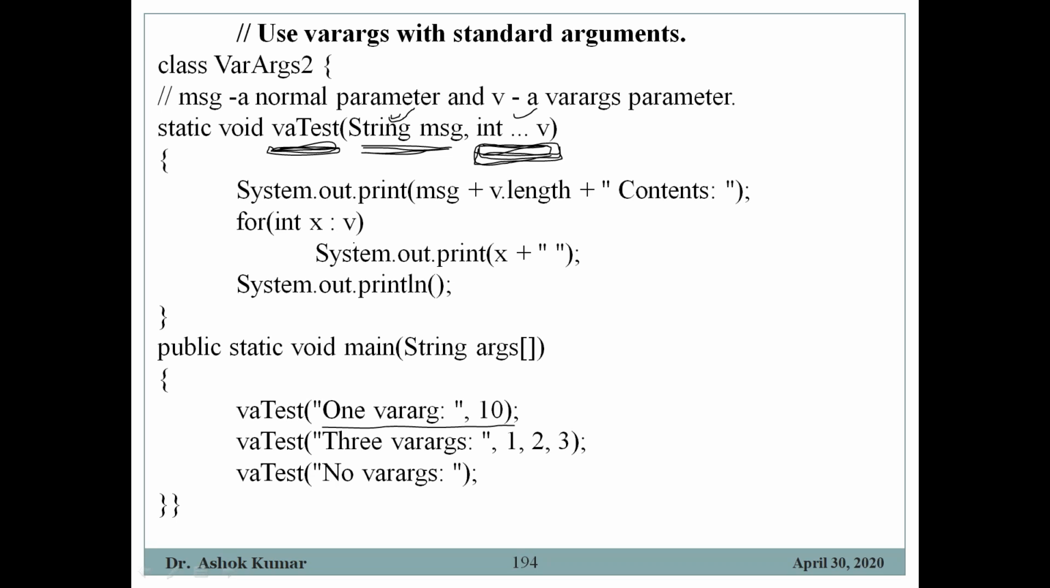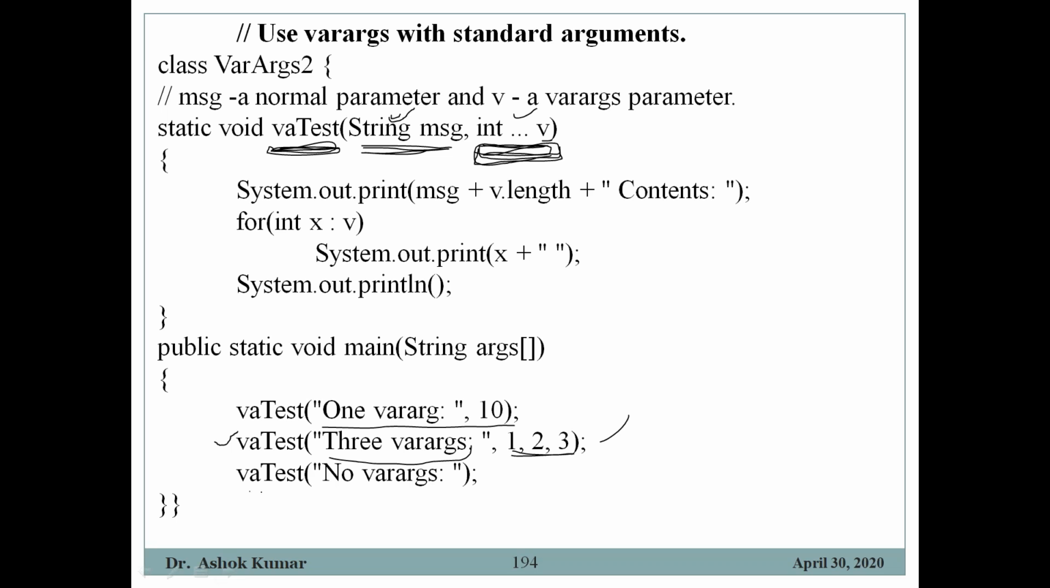This loop will give you 10 only, and then with the completion of this VA test, control will go back to main, to the next line. The second line we are calling with four parameters. The first argument will be copied into the msg. 1, 2, 3 will be passed on to the variable argument. So this time v is a variable argument with length 3, and this we have already discussed. Not going to repeat it.